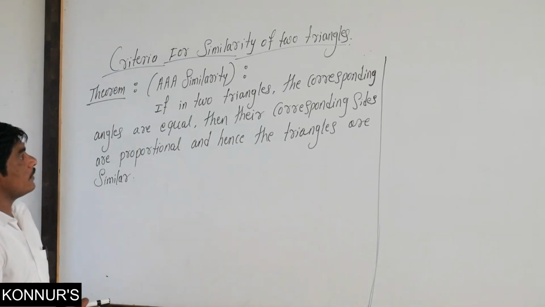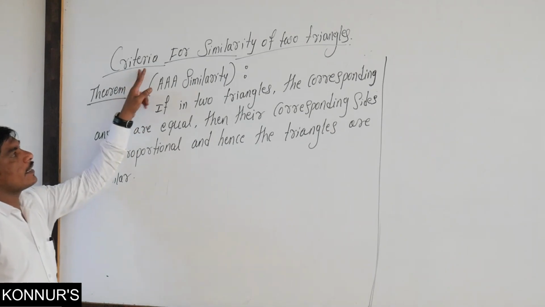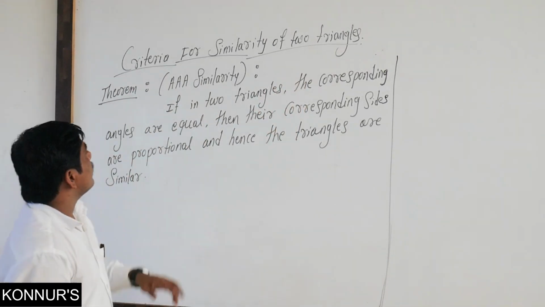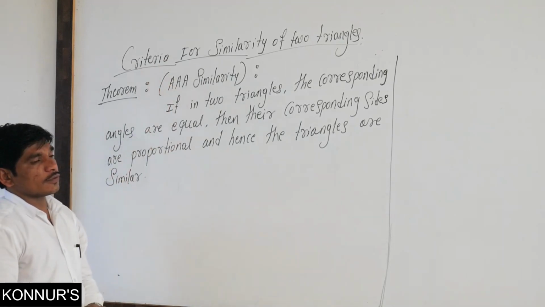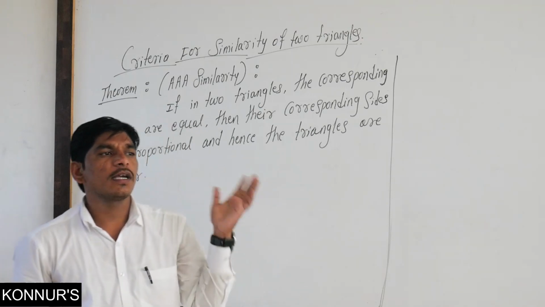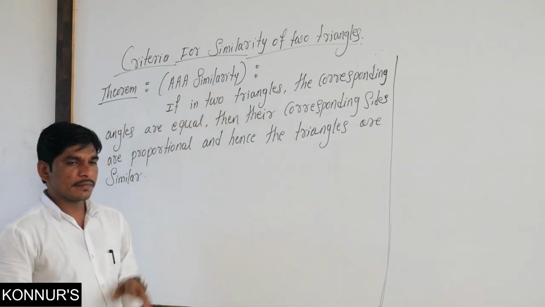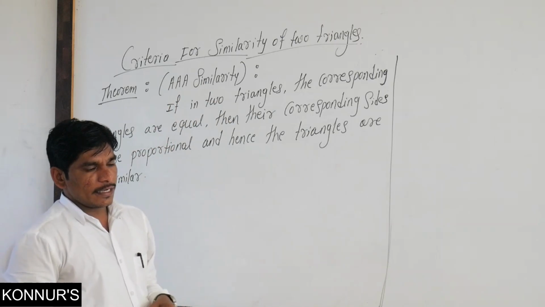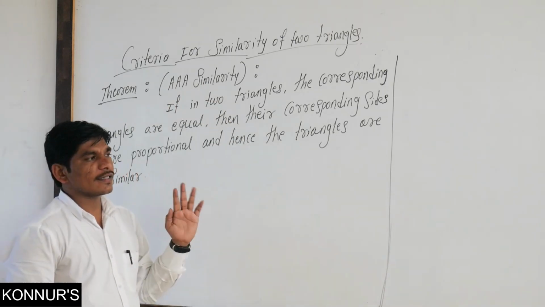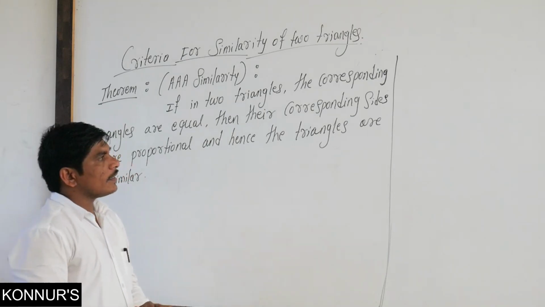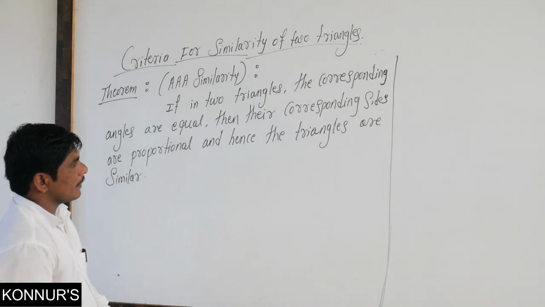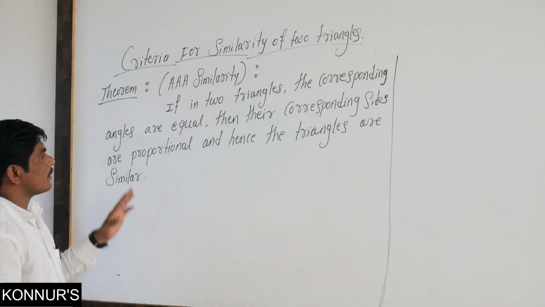Next one, standard concept, the criteria for similarity of two triangles. Here the standard concepts are: AAA similarity criterion, ASA similarity criterion, SSS similarity criterion, and SAS similarity criterion. These are very important points from an examination point of view, and these concepts are based on standard results.